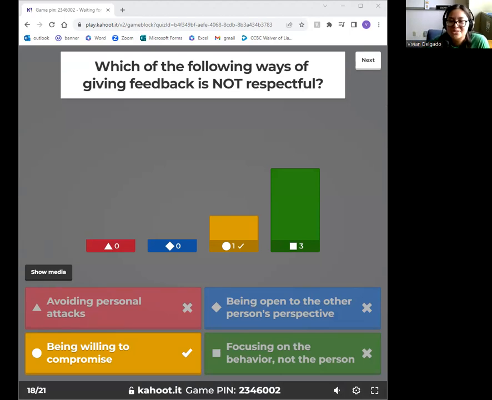This means you're avoiding personal attacks and focusing on the specific actions that the person took. It's also important to be open to the other person's perspective and be willing to listen to their side of the story. So being willing to compromise is not always necessary when people give you feedback. In fact, it can be counterproductive if the feedback is not being given to you in a respectful way. So you don't always have to compromise.